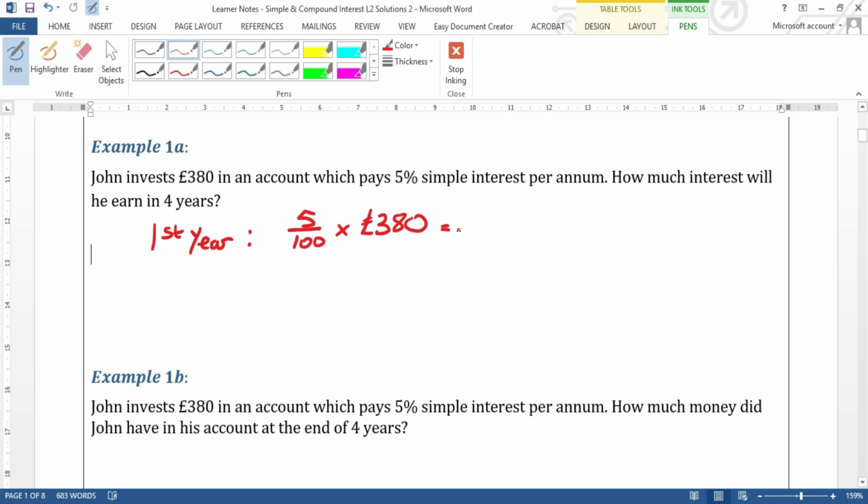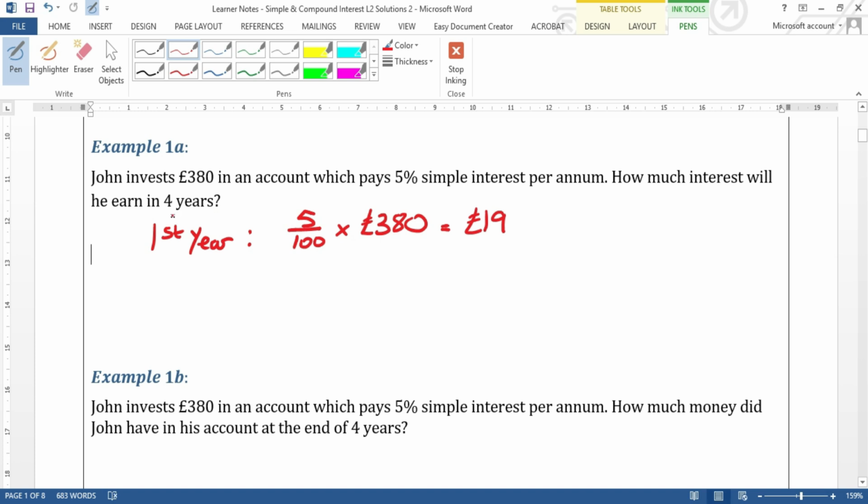Yep, you can type that in your calculator. So 5% of £380. I can use the divide button here. You don't need to press the fraction button. So 5 divided by 100 times by 380. That gives us exactly £19. So that's for the first year.